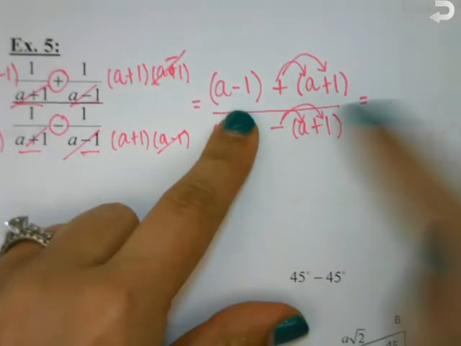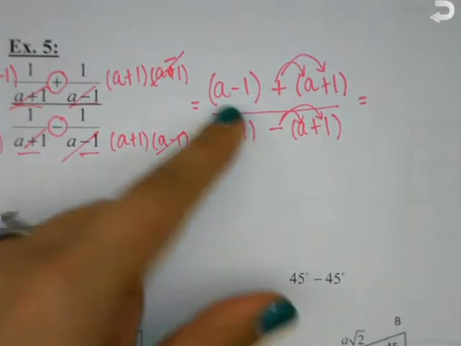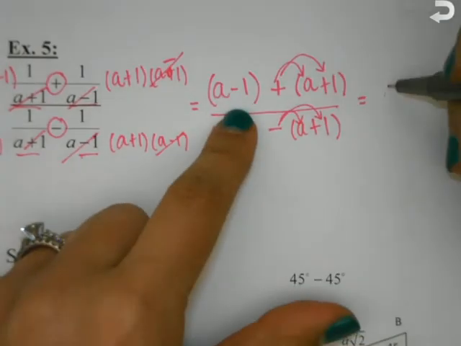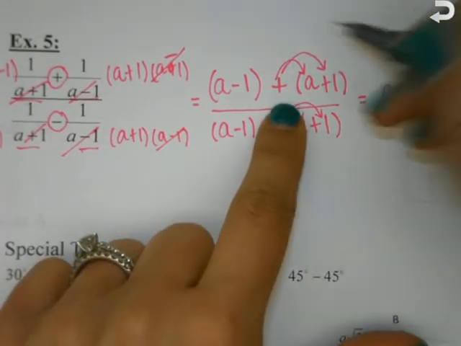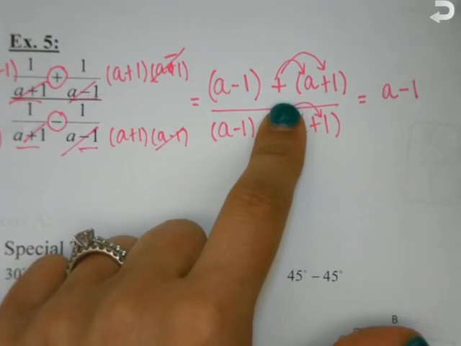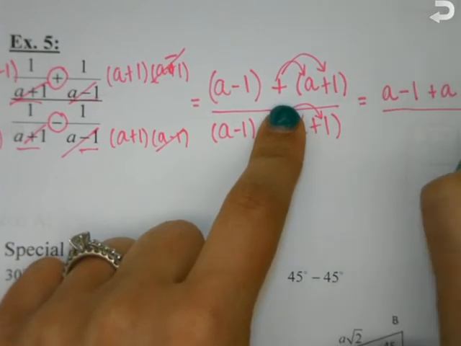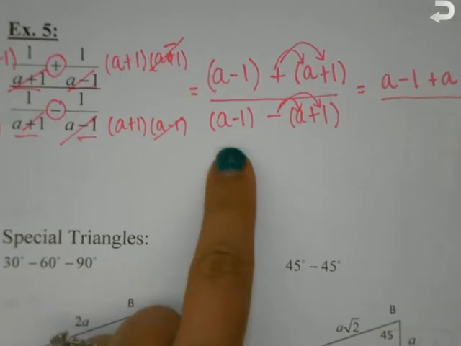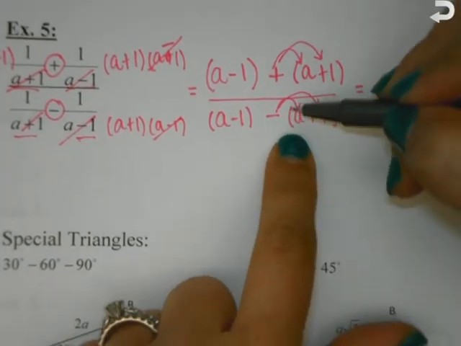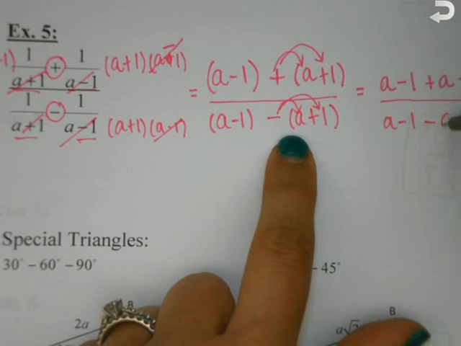So after we distribute the sign, we can take the parentheses down. So this is going to be a minus 1. Addition doesn't change the signs of anything, so it's going to stay as plus a plus 1 over a minus 1, minus a minus 1.